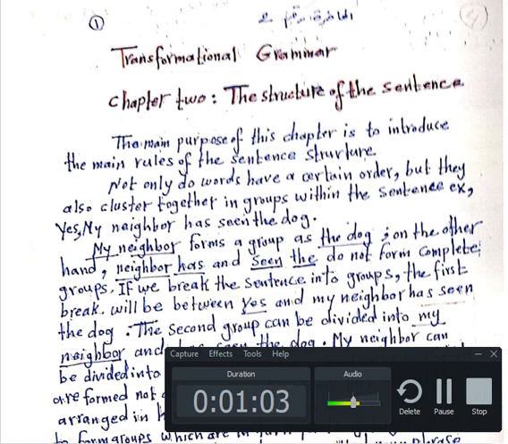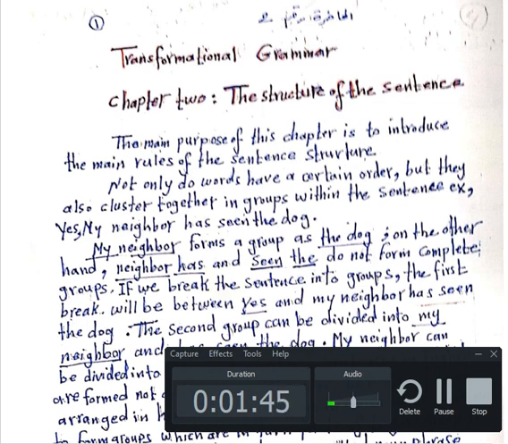Not only do words have a certain order, but they also cluster together in groups within the sentence. That means we do not just have words in a certain order, but we construct sentences in the English language according to rules put down by Noam Chomsky, the linguist, or we can say the pioneer of this school, transformational generative grammar.